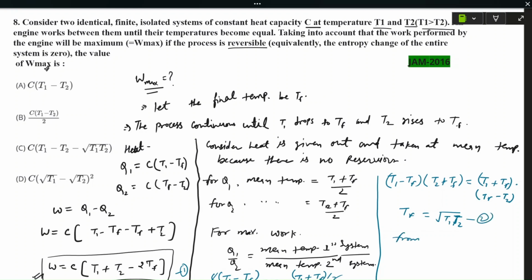So from equation 1 and 2 we get work done is equal to C (T1 plus T2 minus 2 root T1 T2), and we can write it like C (root T1 minus root T2) whole square. So the net work done required for the maximum work done for the system is this. So I think this fourth one is the right answer. Now we move over to the next question. Okay. I hope you got it.